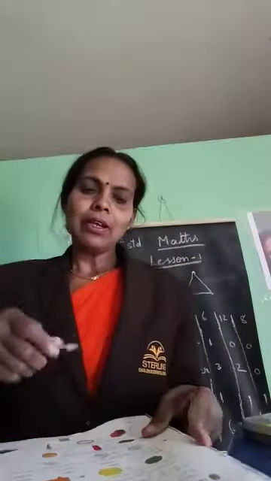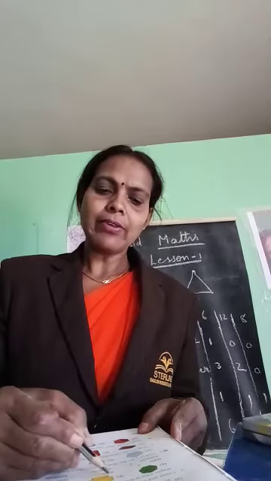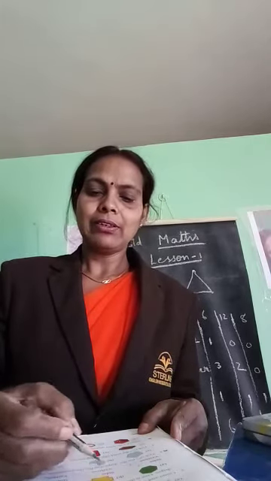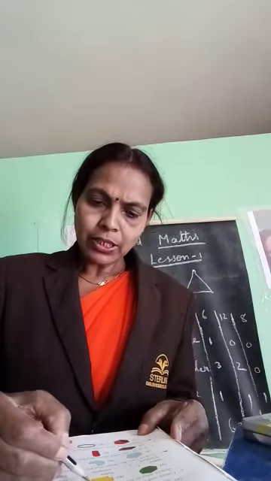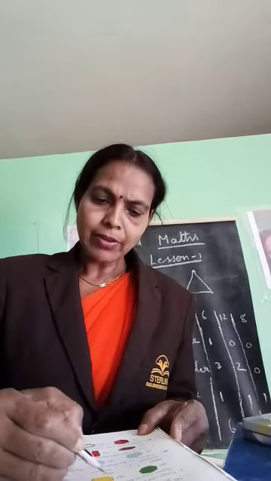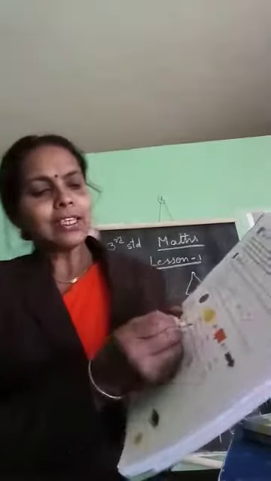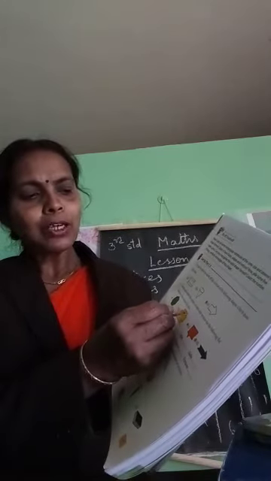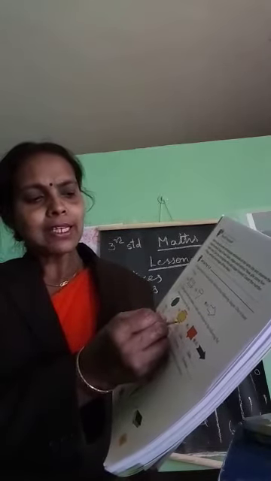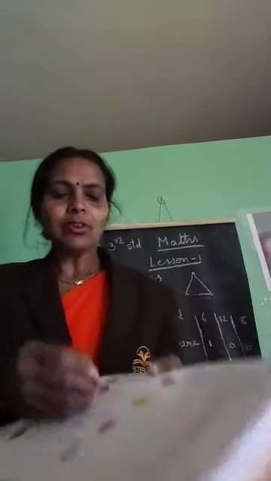Count and tell me. I count 1, 2, 3, 4, 5, 6, 7, 8, 9, 10, 11. No, wait. 1, 2, 3, 4, 5, 6, 7, 8, 9, 10, 11, 12. 12 is there. So you write it here, 12. And vertex also 12. See here, 1, 2, 3, 4, 5, 6, 7, 8, 9, 10, 11, 12. Okay. So vertex also 12.